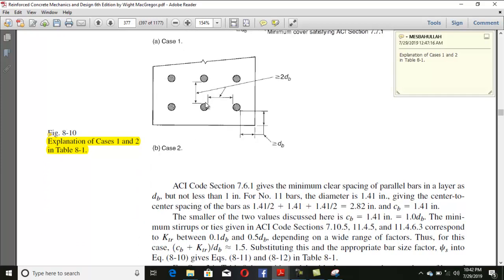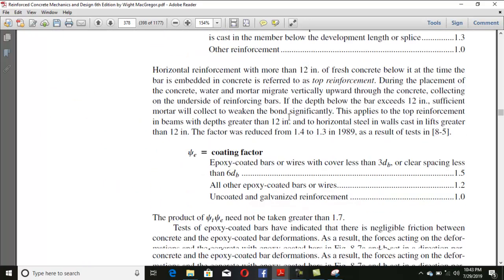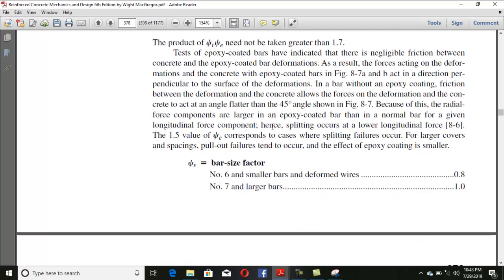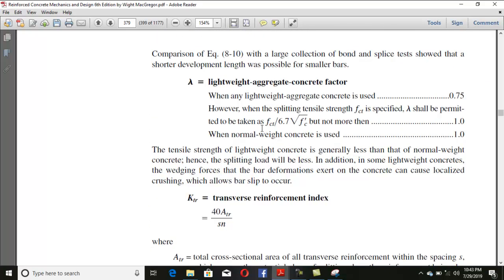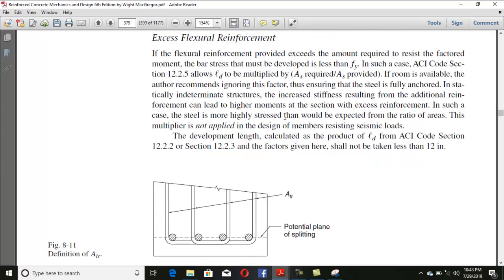And what is case 2? Case 2 is that the clear distance between the bars, face to face, should be greater than 2dV, and the distance to the edge should be greater than dV. This is case 2. So you will see how we can use this. This is the psi factor, the bar location factor, the size factor. I will give you the whole detail about these terms. For excess flexural reinforcement, at the end I will explain that you have to multiply the ratio of provided to theoretical. That is the excess reinforcement ratio factor.